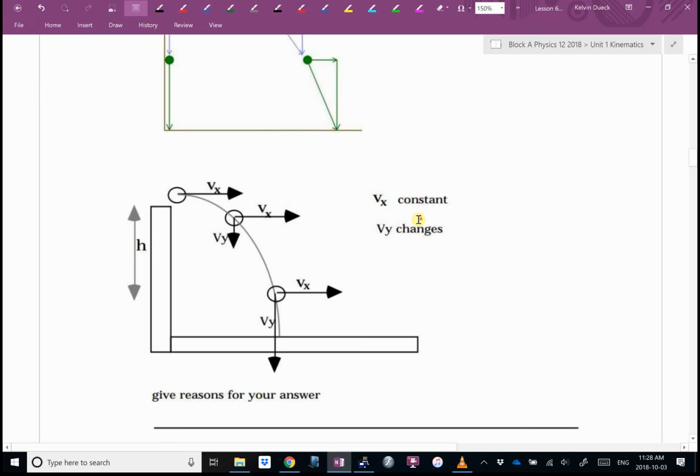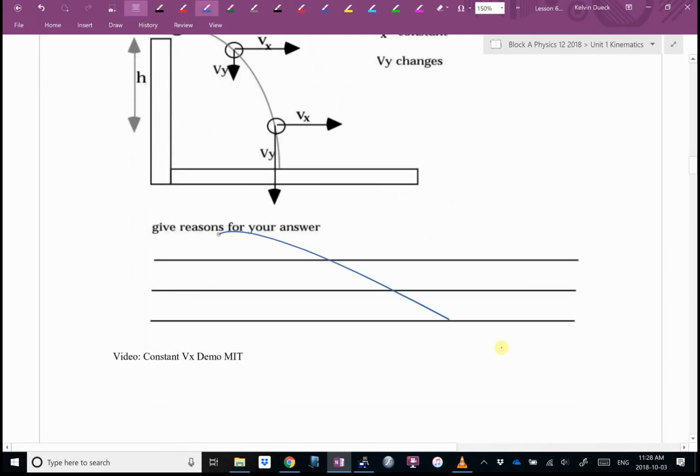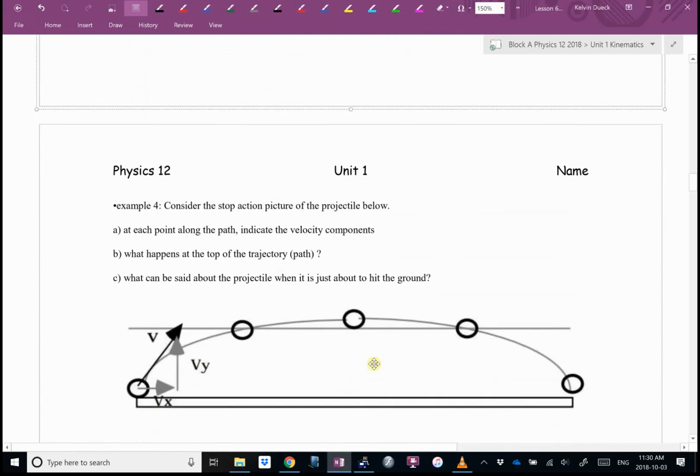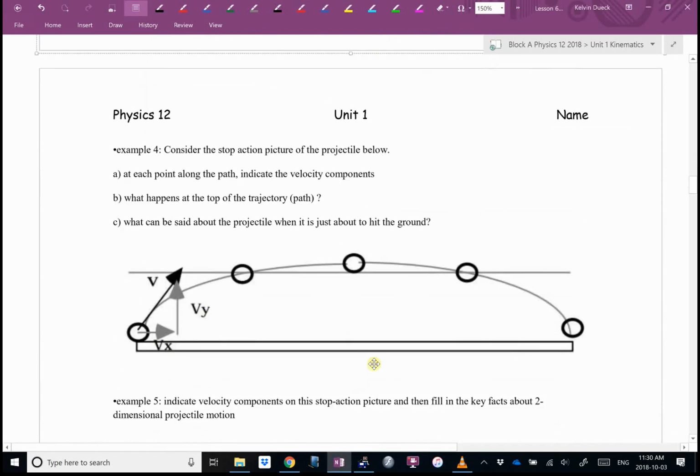Put your pencils down, look up. So what does that mean? Example 4 says this: consider this stop action photo of the projectile below. At each point along the path, indicate the velocity components. That's what A says. Let's do the horizontal velocity component first. Now, your first one looks like that. You don't need to trace it out, but I will just so you can see what I'm talking about.